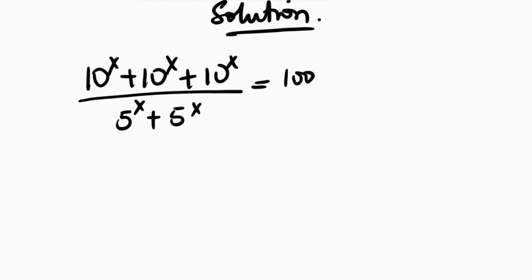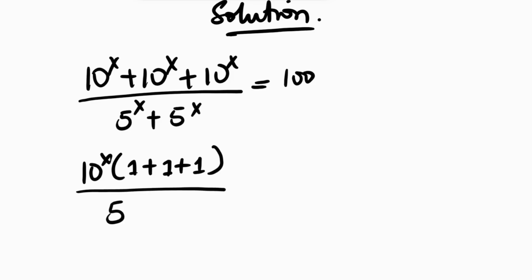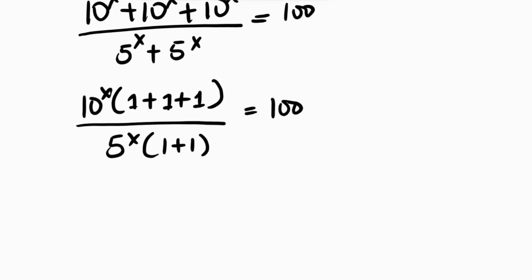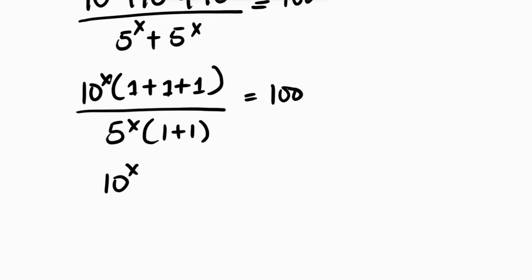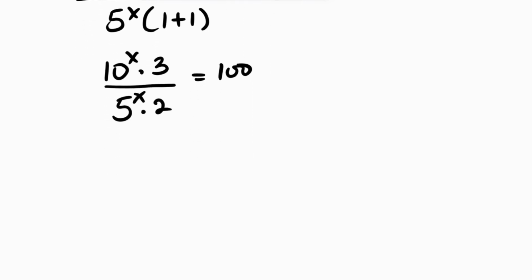Okay. So if we collect like terms, this becomes 1 plus 1 plus 1 divided by 5 raised to the power x into 1 plus 1 equals 100. So this becomes 10 raised to the power x times 3 divided by 5 raised to the power x times 2 equals 100. Now this is the same as this times 3 over 2 equals 100.